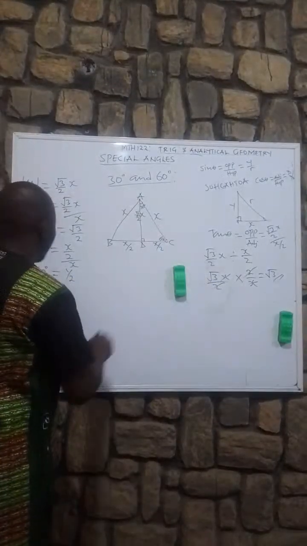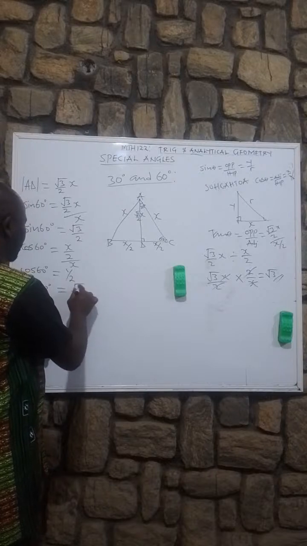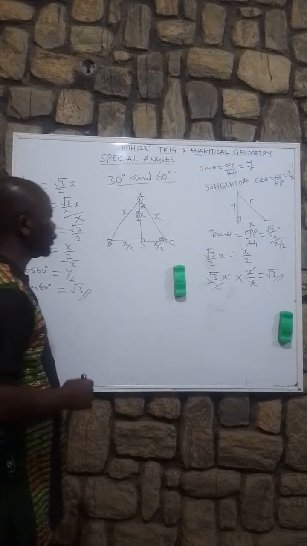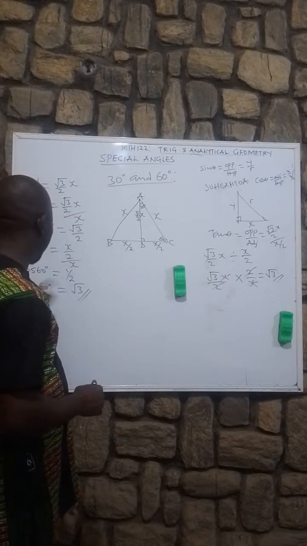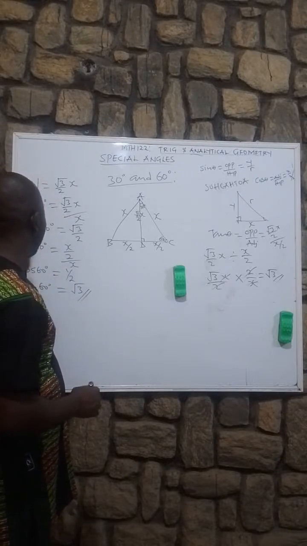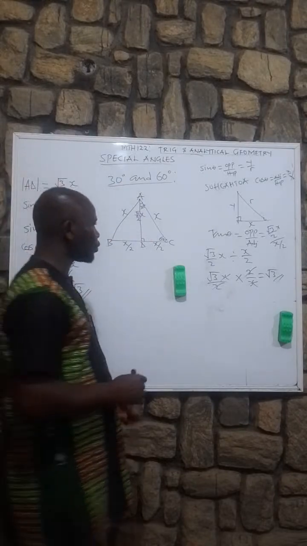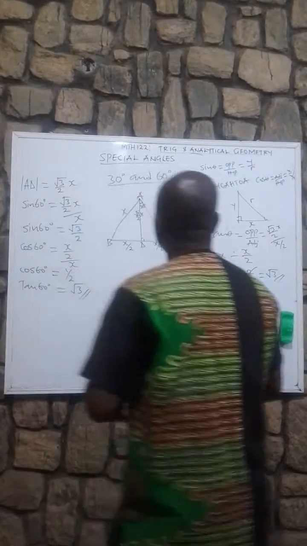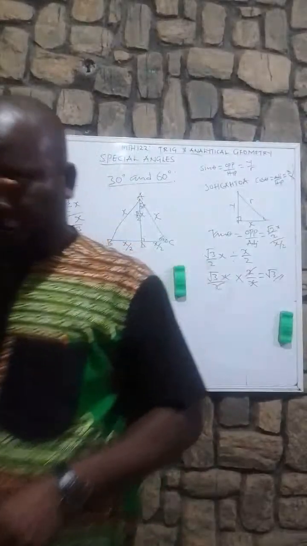So our tan 60 degree is going to give us root 3. So this is how we got our tan 60 degree, cos 60, sin 60 degree. Now let's consider 30 degree. Let's consider 30 degree. Any question, please? Do you have any question?